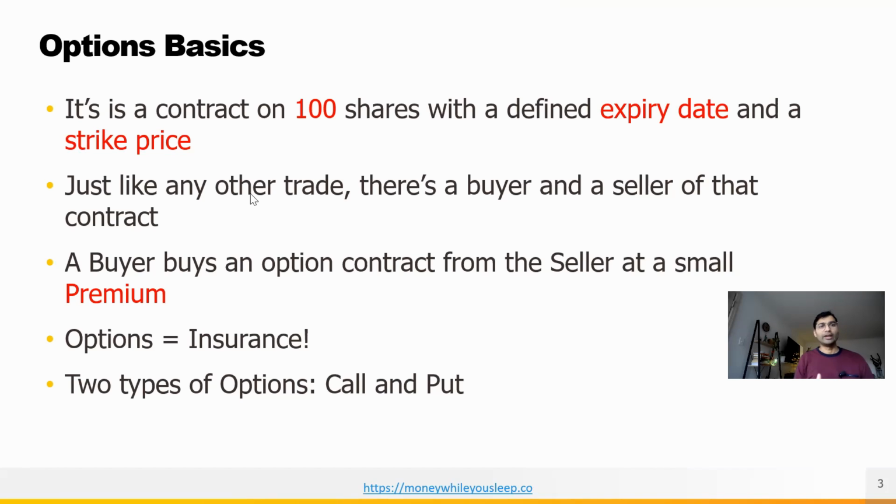Before we move ahead, let's cover a couple of option basics for those who are completely new to options. I have covered option basics in detail in my other video, which I'll put in the description of this video, but let's quickly cover them here. An option is nothing but a contract on 100 shares, which has a defined expiry date and a strike price. There is a buyer and a seller, just like any other trade. A buyer buys an option contract from a seller by paying a small premium.